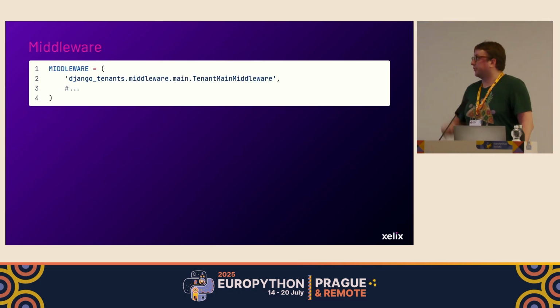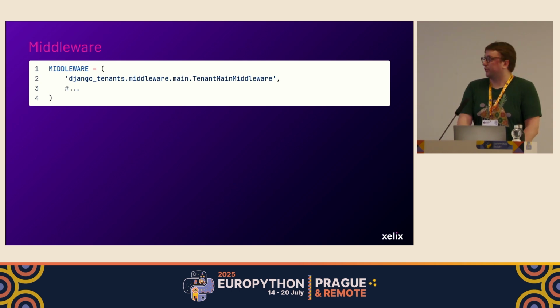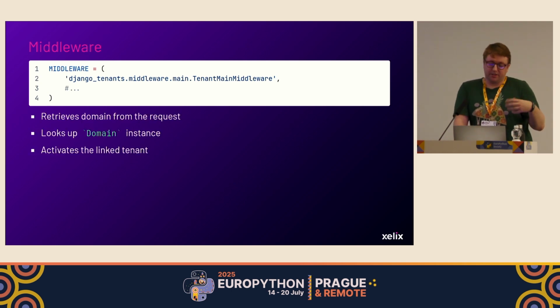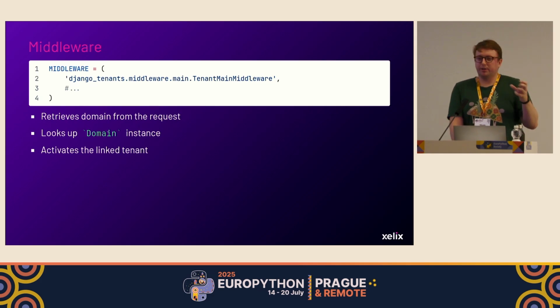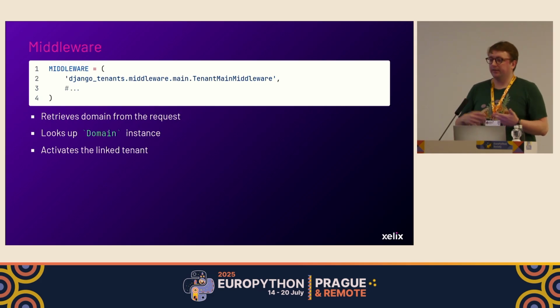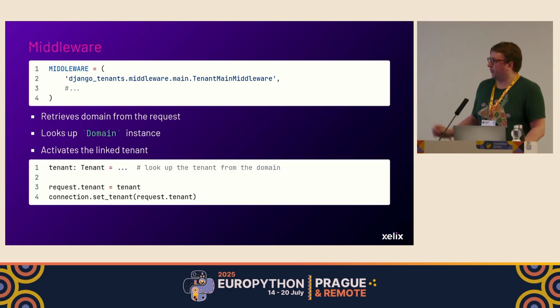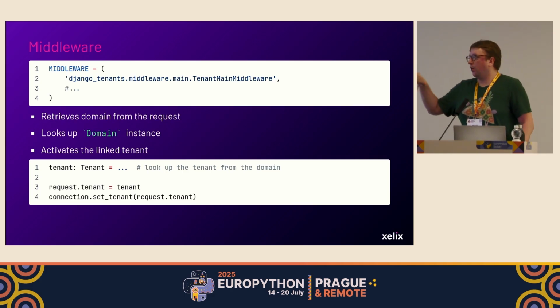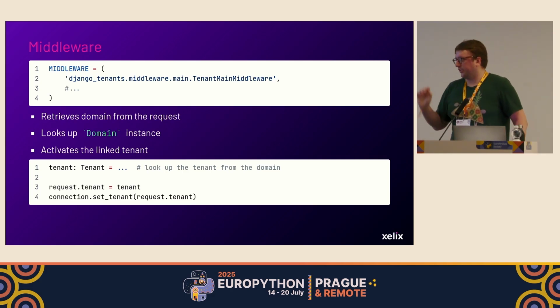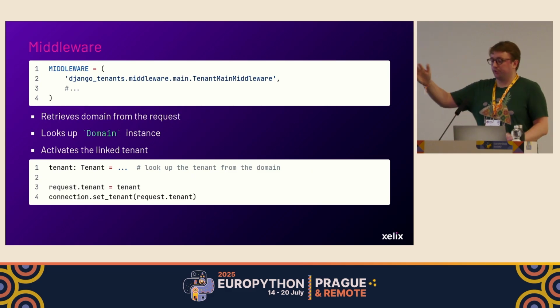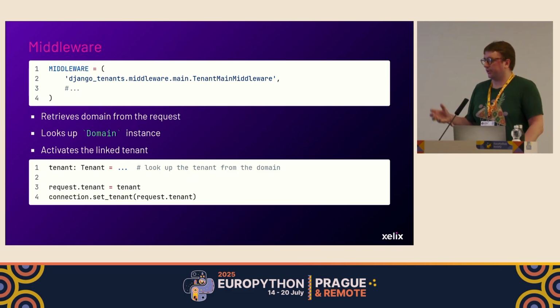The middleware is just called tenant main middleware. There are two different ways you can route requests. So this is the main one. And what it does, it's not very complicated. It just retrieves the domain from the request. It looks up the domain instance for that specific domain and activates the linked tenant. So I've got a little snippet of how it looks. The three ellipses is how you actually look up the tenant from the domain. And then you just set it on the connection, the database connection .set tenant. And for the rest of the request, all of the database queries are linked to the correct schema.